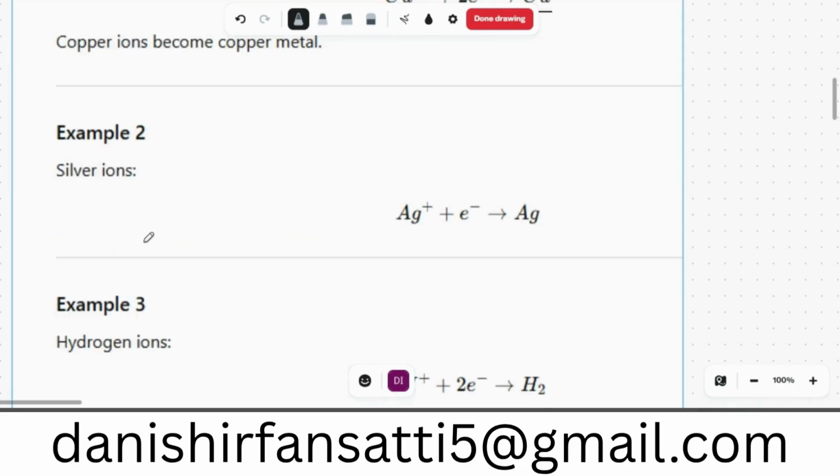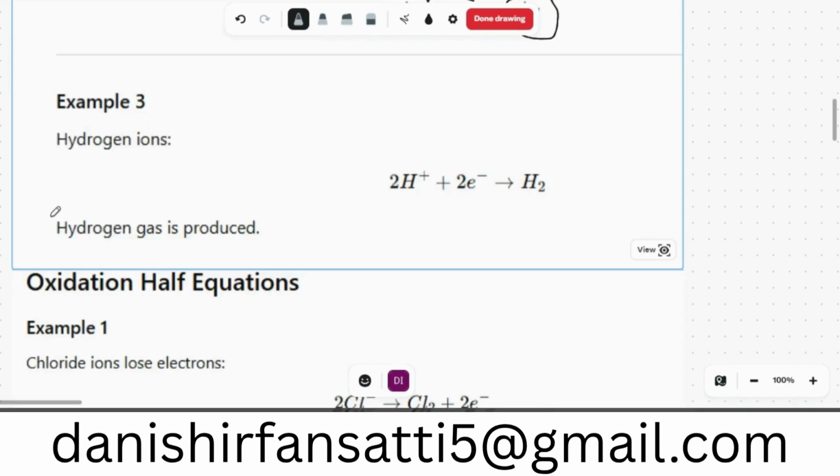Second example is silver. Silver has a positive charge, it has already lost an electron. So it will gain 1 electron, the charge will be removed and now it's pure silver. Hydrogen has a 2H+ charge. There are 2 hydrogens, so they will gain 2 electrons, and it will become H2.